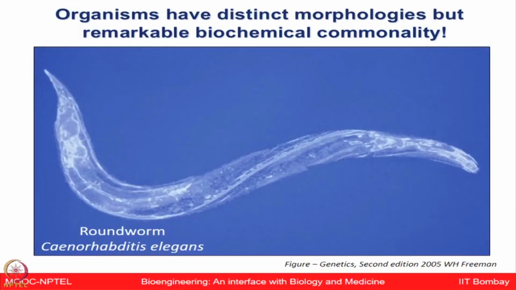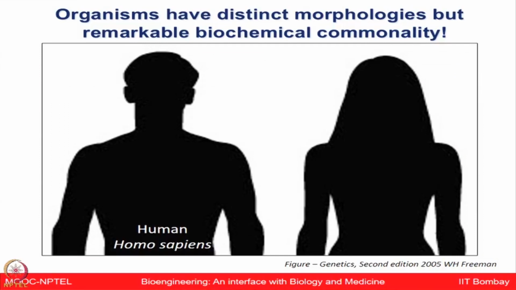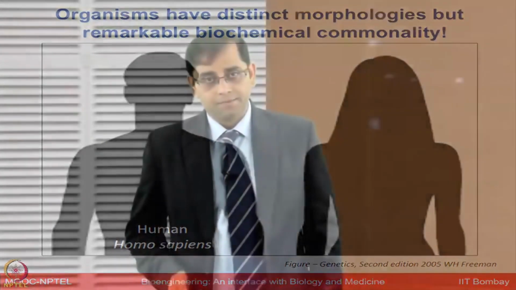Let us look at this worm. What is this one? This is a roundworm or C. elegans. What is this image? It is a small microscopic thing. Those are yeast, Saccharomyces cerevisiae, and of course, human, which is Homo sapiens.